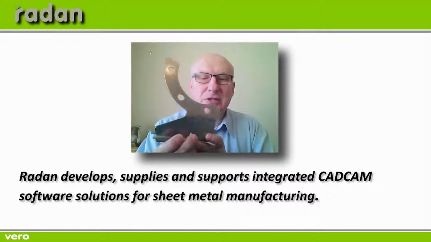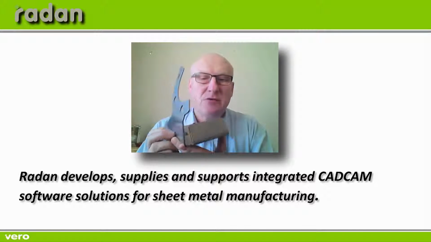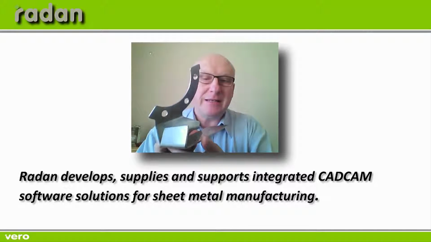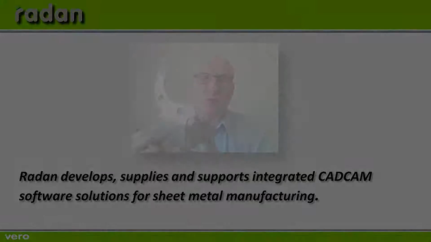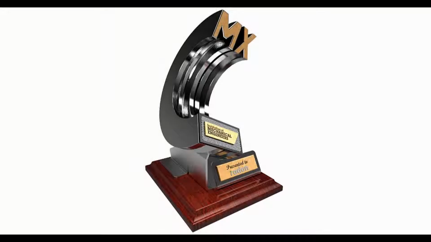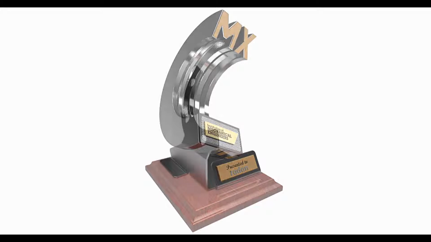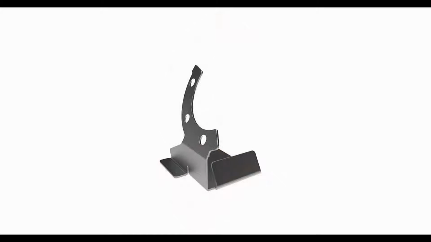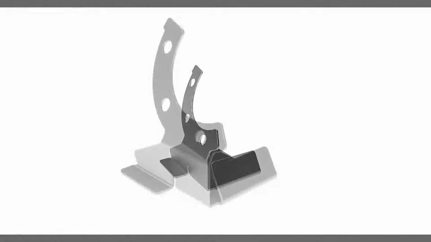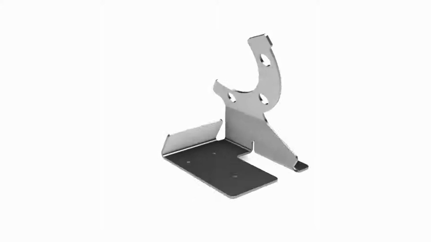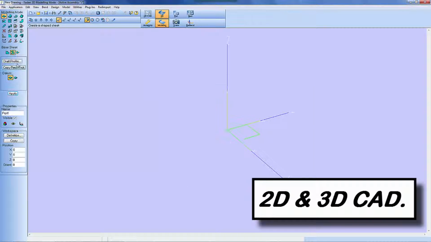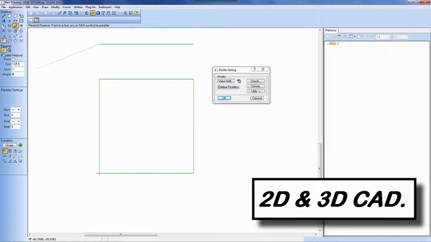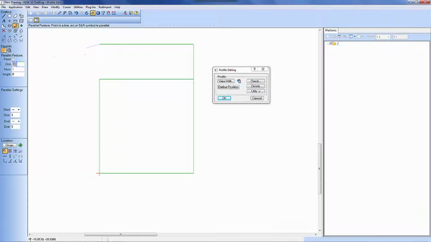So I'm going to take this and use this to show you the process of using Radan integrated CAD CAM software for the design and manufacture of this particular bracket. So here you can see the trophy, and there is the bracket that supports the trophy, and that's the one that we're going to be manufacturing. So we're going to start with Radan's 2D and 3D CAD solution. So this is Radraft and Radan 3D.